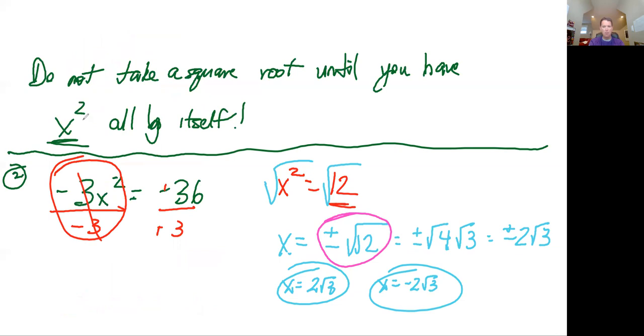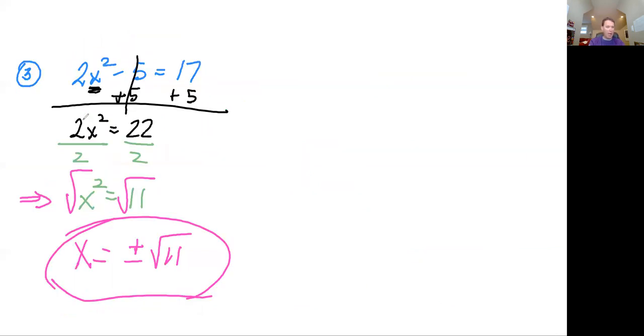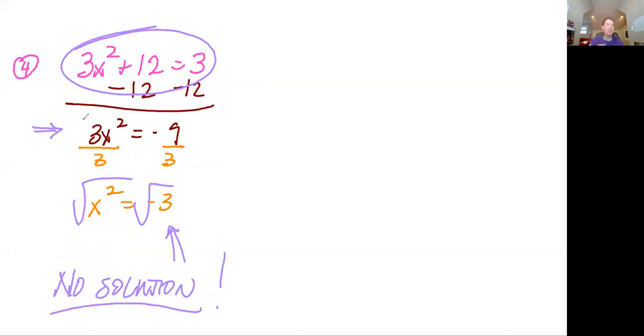This one, we had to add 5 to both sides, then divide by 2. Then we get x squared equals 11, which is a little bit funky, but our answer is just x equals plus or minus the square root of 11. And then finally this one that looked actually pretty good. I mean, 3 goes into 12. Everything works out nicely, except that I can't take the square root of a negative number and get an answer. So no solution to that.